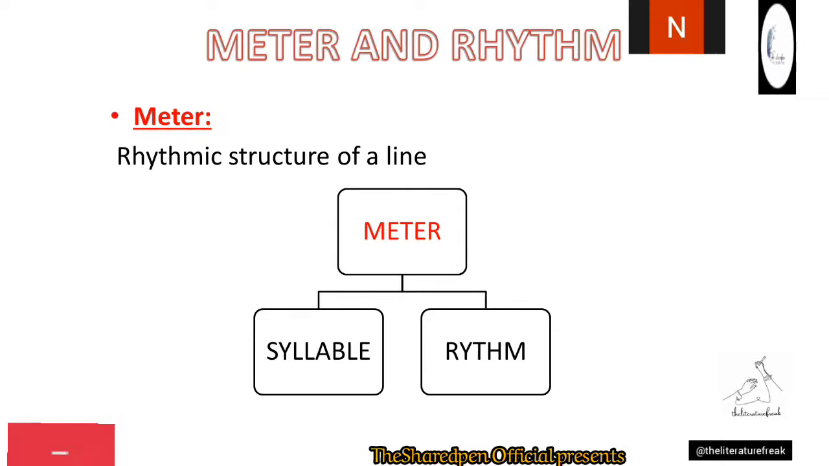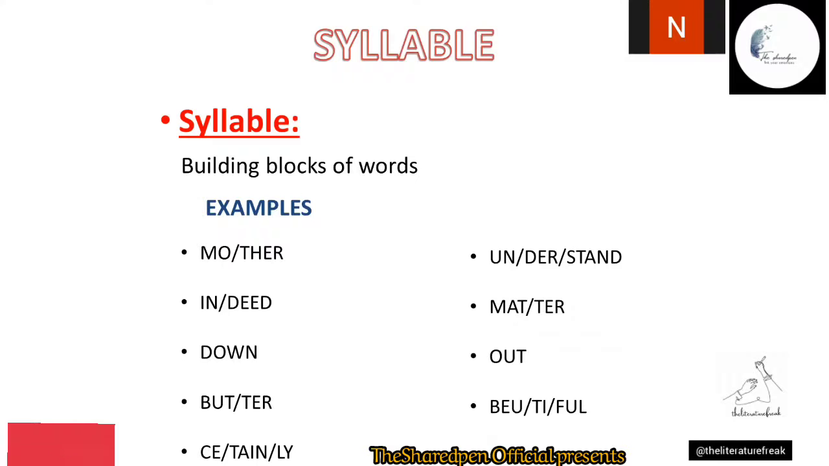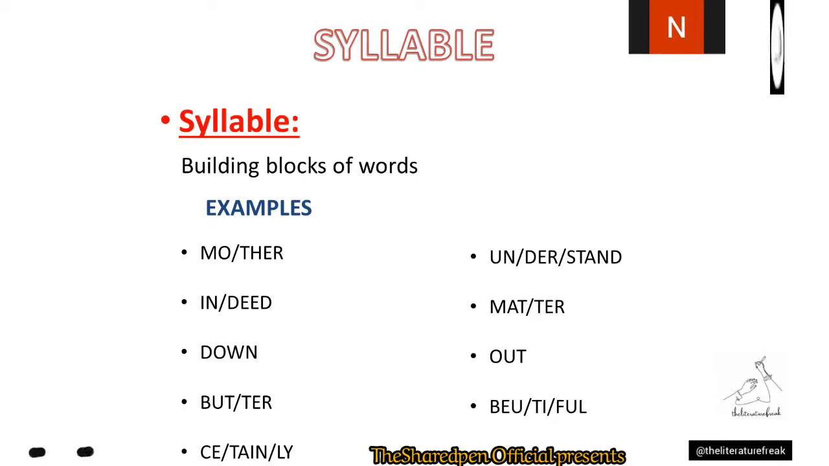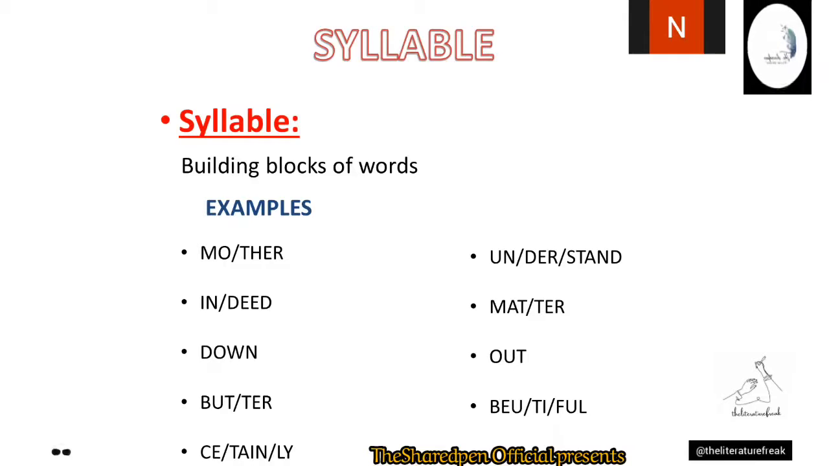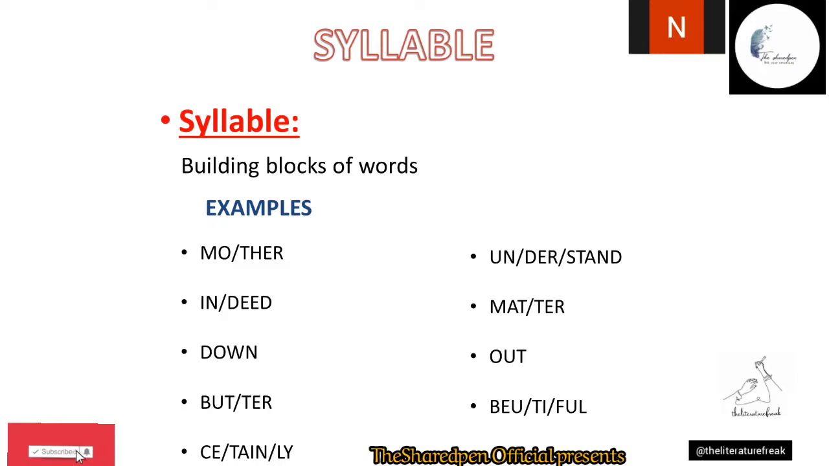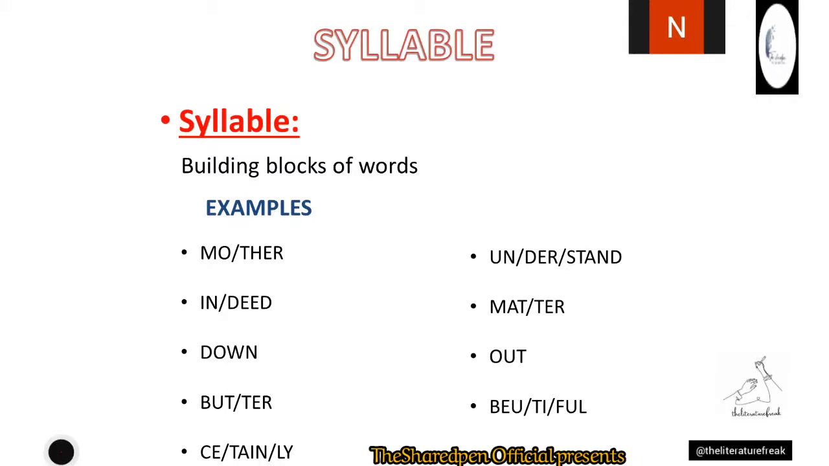So meter has two components. One is called syllable and the other is called rhythm. We will start with what is a syllable. Syllables are the building blocks of words. For example, how do you pronounce a word? Take the example of mother. When we pronounce mother, we say it in two twists: ma, der. Understand. Indeed, in, deed. Matter. Down, out, butter. Beautiful, certainly. In how many blocks we can convert a word, how many twists we need to pronounce a word, that's called syllable. So the building blocks of a word is called a syllable.